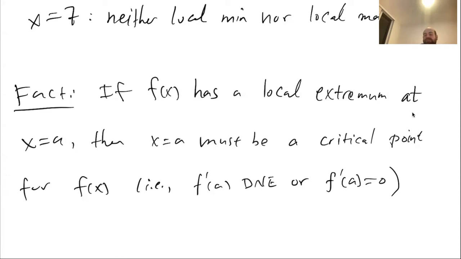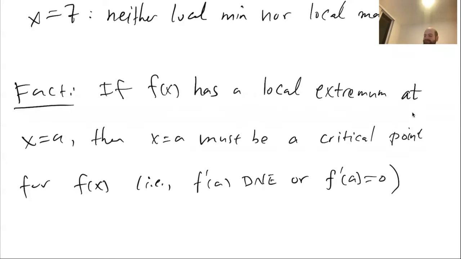Okay, so if it's a critical point, there's no guarantee, maybe neither local min nor local max, but every local min or local max must be chosen from the list of critical points. So to find local min and local max, first you have to find the critical points and then look at each critical point. Each critical point could be local min, could be local max, could be neither. How can we find out? We can either use the first derivative test or second derivative test.